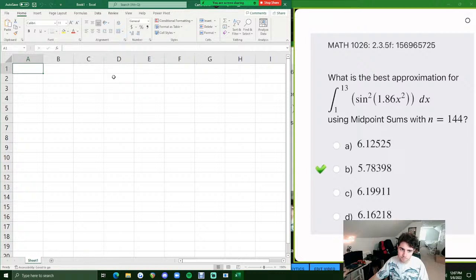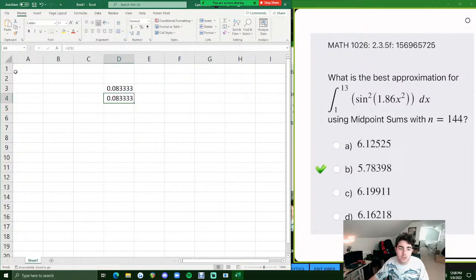Now, what does midpoint sums mean? First thing we need to find out is if we have 144 rectangles between 1 and 13, how do we find out what the width is? That's our first goal, really. So we want to find the difference of 13 and 1, so 12, and we divide that 12 by 144. So I'll just do 12 divided by 144. So the width of all of these rectangles, really, I guess that's just 1/12, right? 12 divided by 144 is 1/12. So 1 divided by 12. Yeah, okay, same thing. So 1/12 is the width.